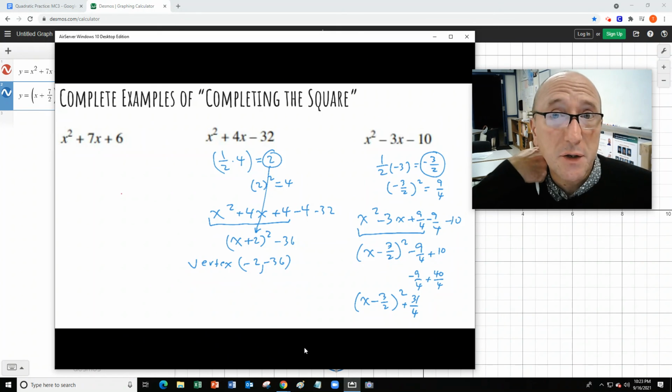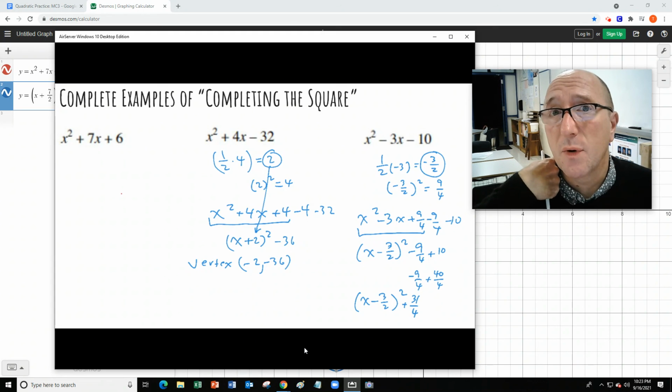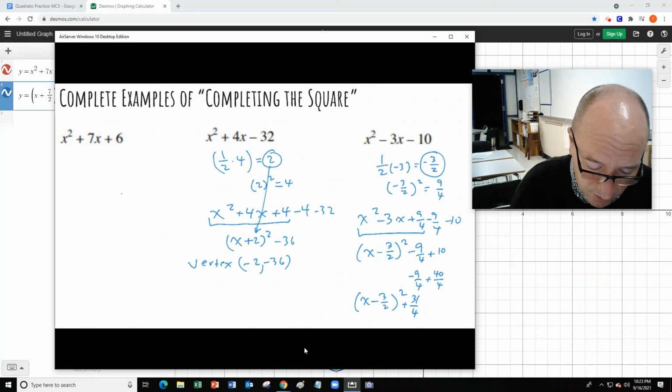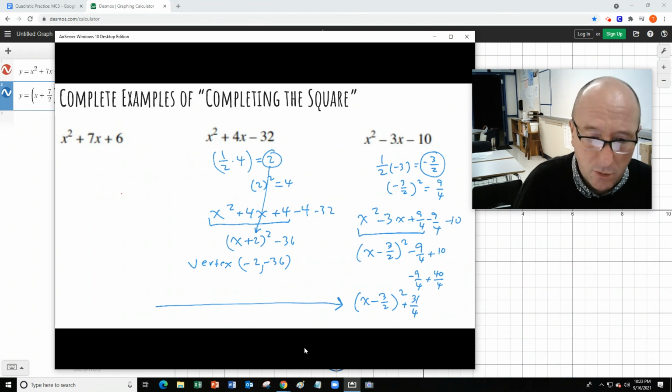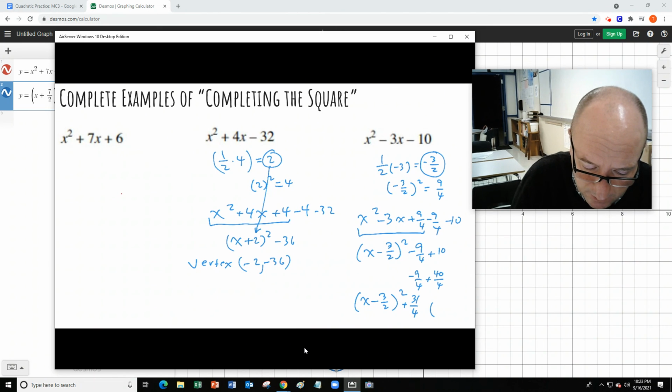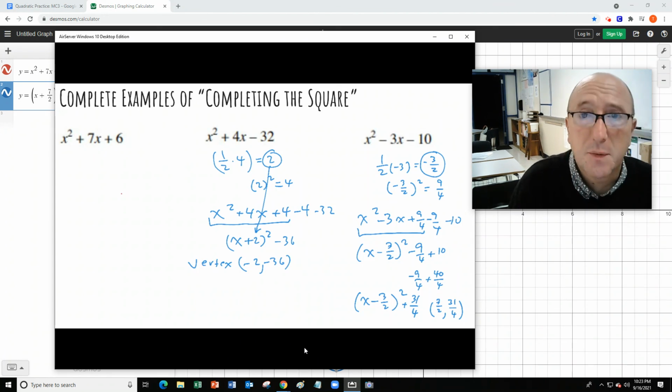And the vertex here, I think you can read it, positive 3 over 2, comma, 31 over 4. So just to write that down so you can see it, I'm going to put an arrow over here. I don't have much room in the lower right-hand corner. Maybe I can do it in the lower right-hand corner. The vertex would be 3 over 2, comma, 31 over 4. That would be the vertex of this parabola.